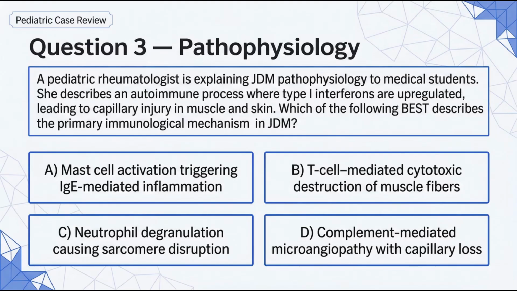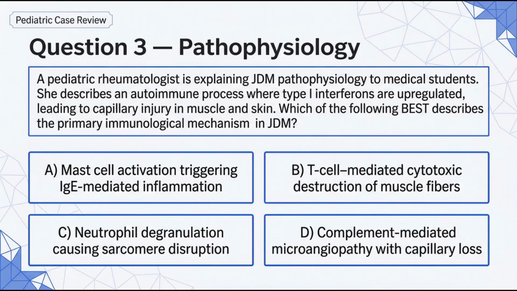Question 3. Pathophysiology. A pediatric rheumatologist is explaining juvenile dermatomyositis pathophysiology to medical students. She describes an autoimmune process where type 1 interferons are upregulated, leading to capillary injury in muscle and skin. Which of the following best describes the primary immunological mechanism in juvenile dermatomyositis?